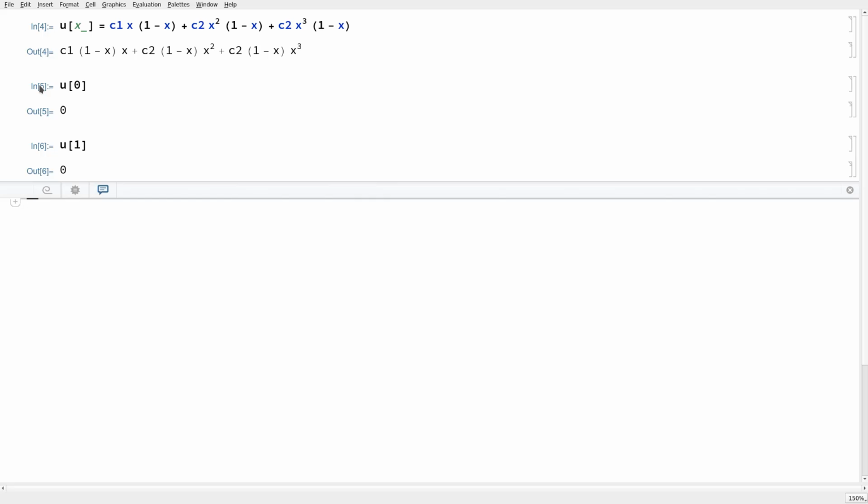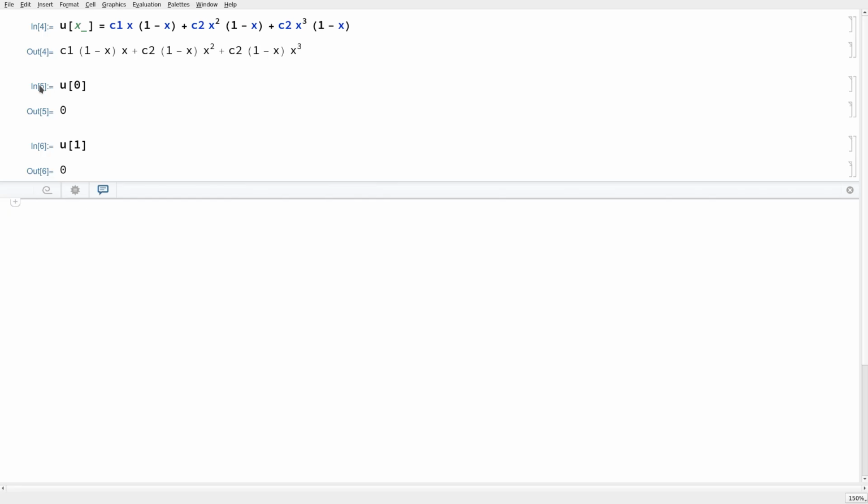Shouldn't it be like C1, if you're plugging in 0, the first term, C1 times 1 minus x? No, it's x times 1 minus x. So if you plug in 0, sorry. I thought it was. Yeah, it's x times 1 minus x.